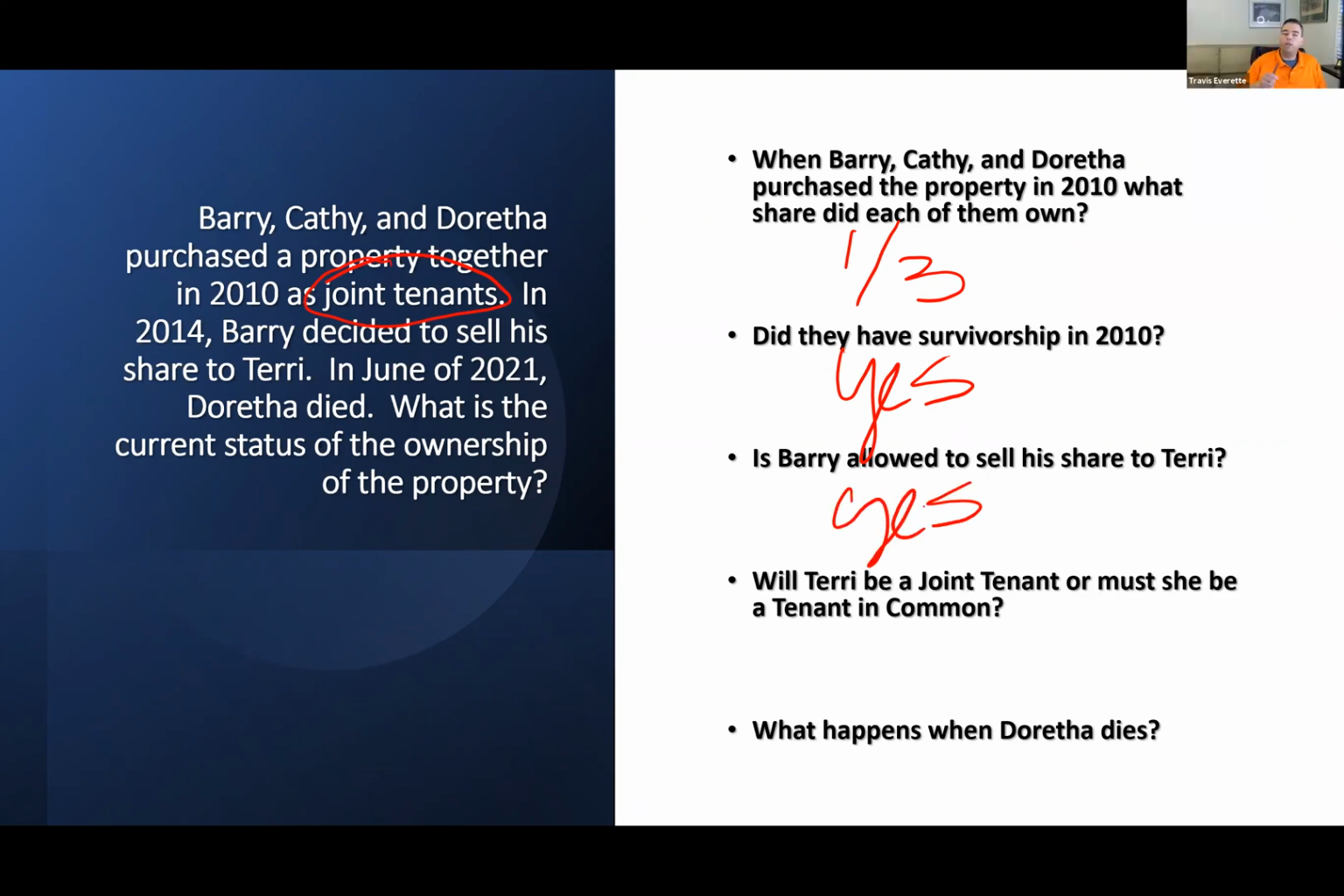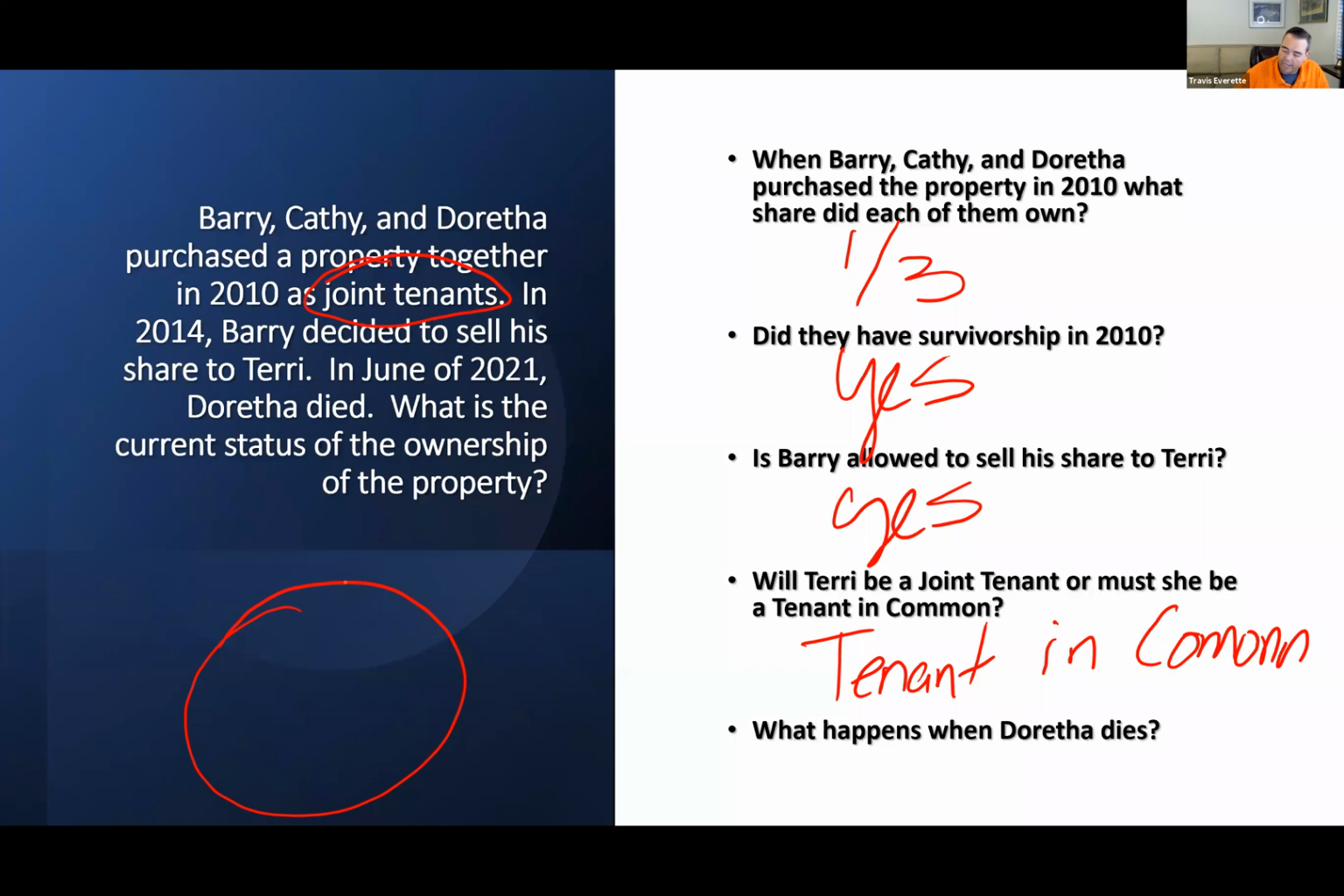Okay. Will Terry, who's the new person, the new kid on the block, be a joint tenant, or must she be a tenant in common? Tenant in common. Now, here's what I want to point out to you. We've got Kathy and Doretha still there. Are they still joint tenants, or are they also tenants in common? They're still the original joint tenants.